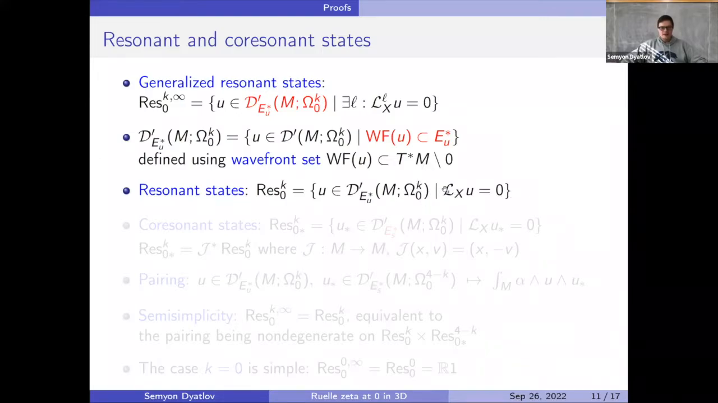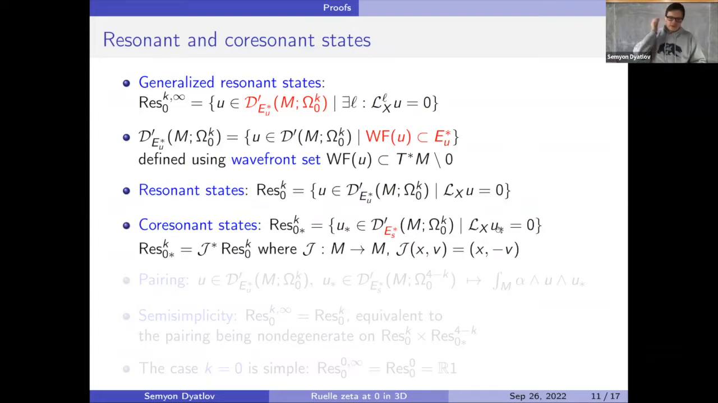I mean, here we're already considering things which are in the kernel of i_X because we're in this perpendicular bundle, but those resonance states do not have to be closed. So the quote unquote Hodge theory here would be much more complicated than the compact Riemannian case.